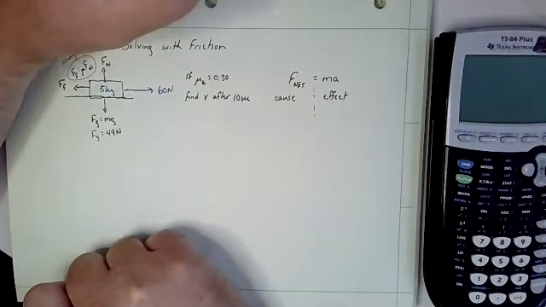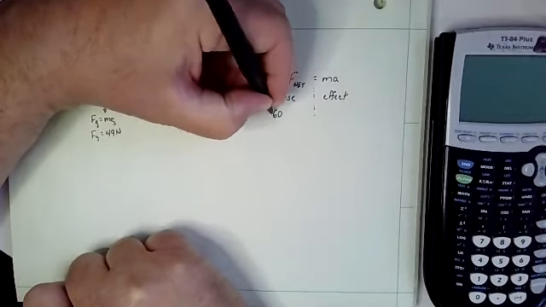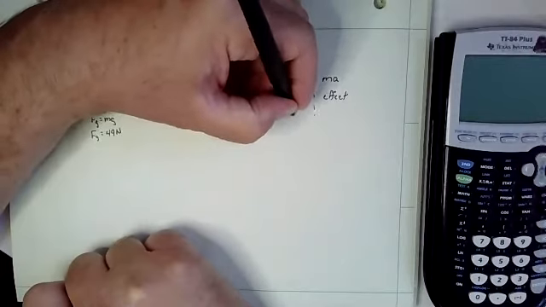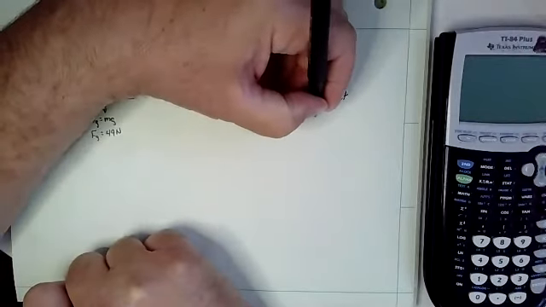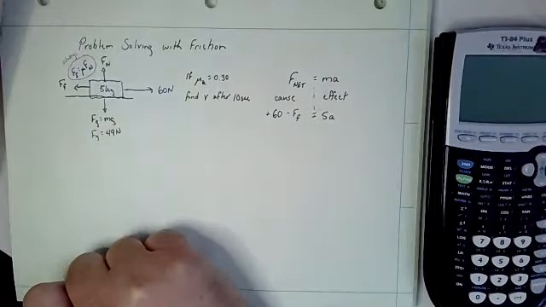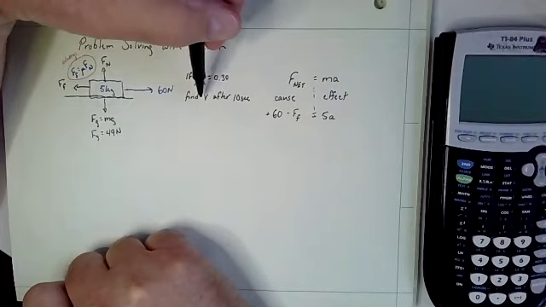So I have 60 newtons positive pulling to the right, and then I have friction pulling back. And that's going to be equal to the mass, which is 5, times whatever the acceleration is. And then once I get the acceleration, I can multiply by 10 seconds to get the velocity at that point.